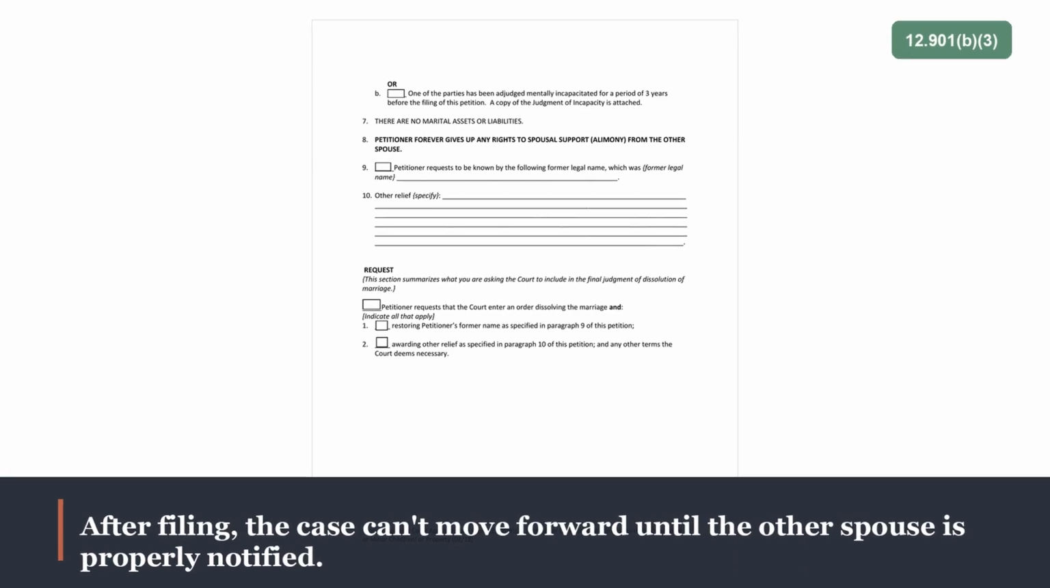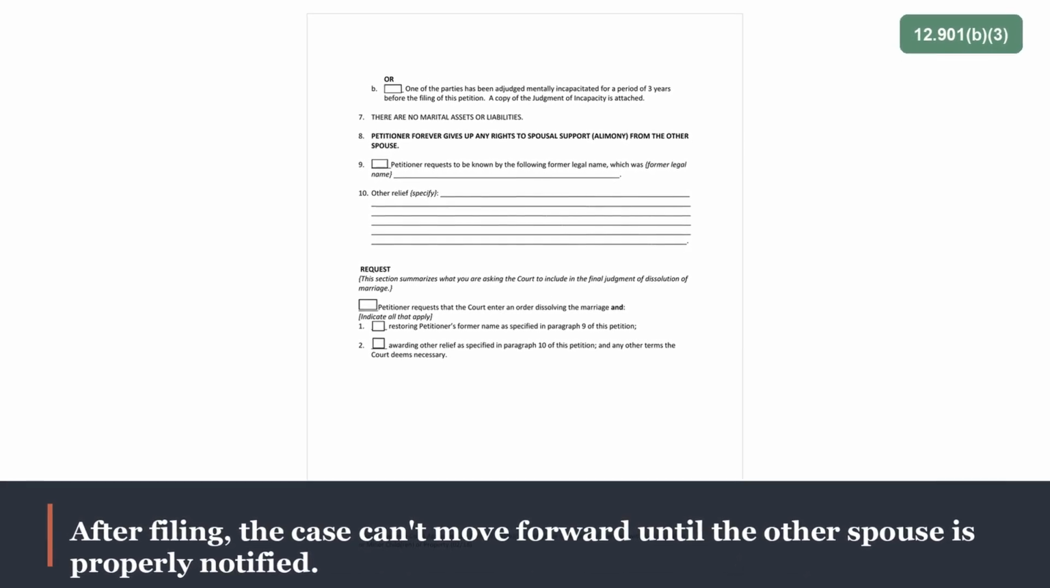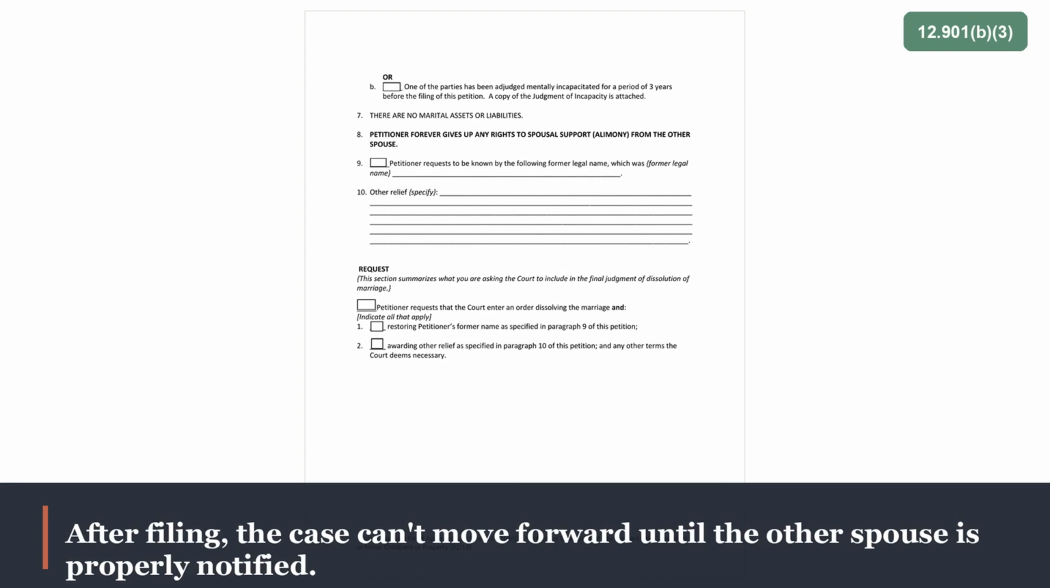After filing, the case can't move forward until the other spouse is properly notified. If the filing spouse knows where the other spouse lives, personal service is used, through a process server or the sheriff. If the other spouse's location genuinely isn't known, Florida allows constructive service in limited circumstances, using a notice of action and an affidavit of diligent search and inquiry, though that limits what the court can order, generally excluding alimony.